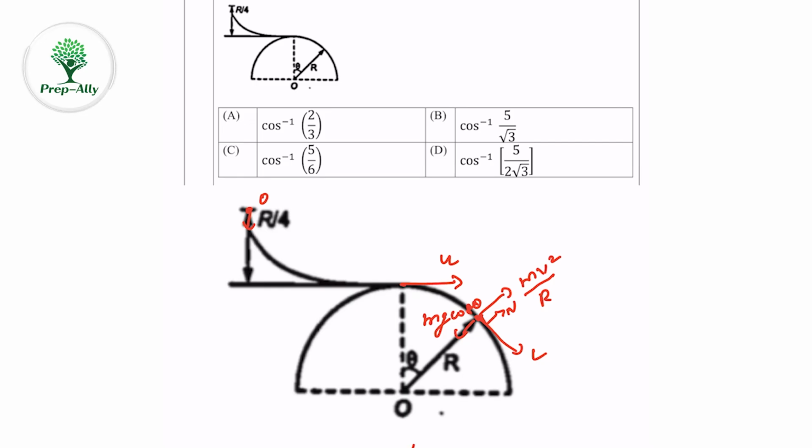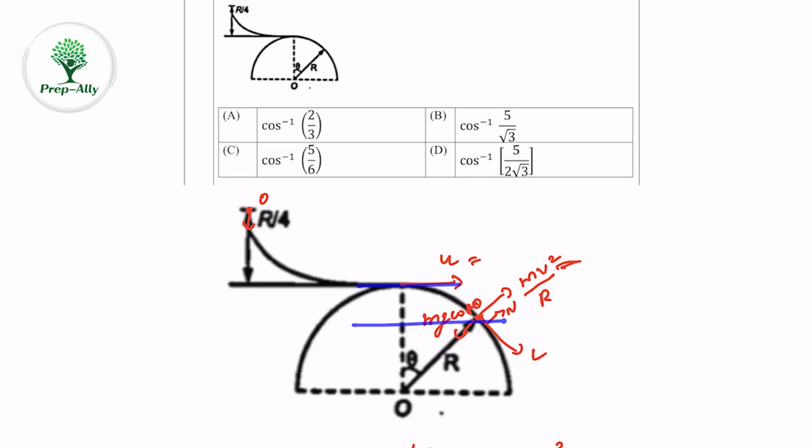That means normal has to become 0. That means mg cos theta has to be equal to mv square by r. That's what we want. Now the relation between v and u, if we find, so the particle has come from here to here.